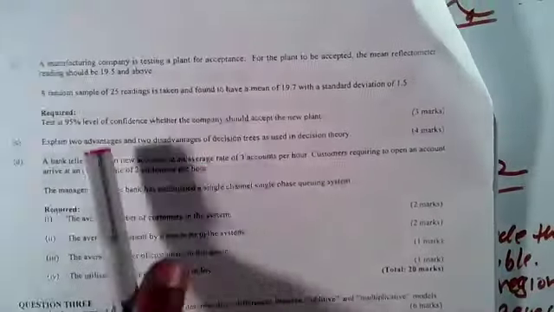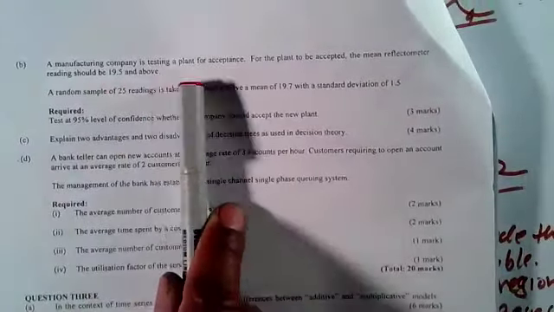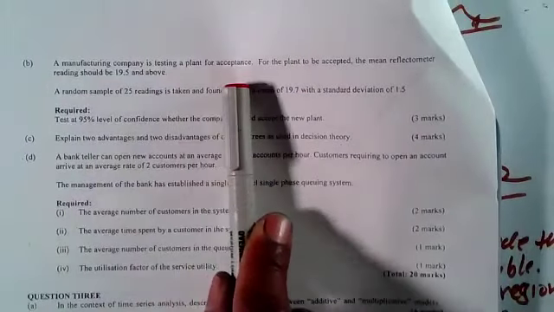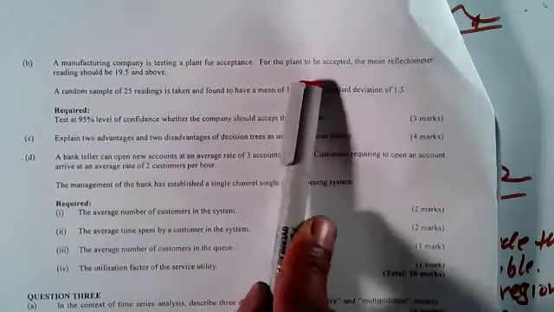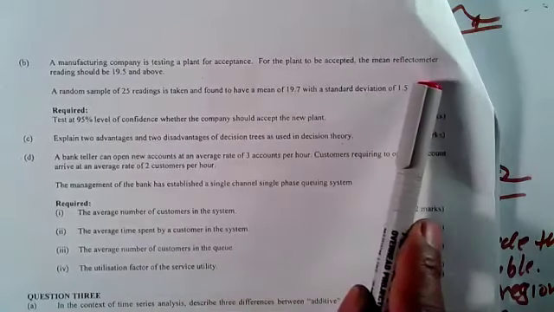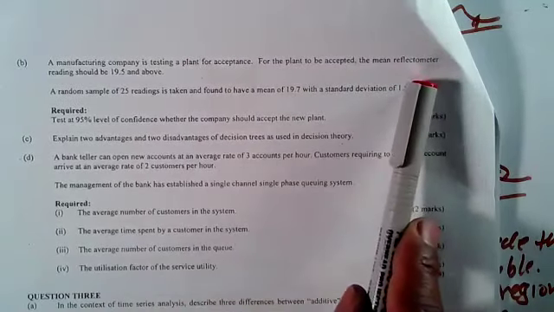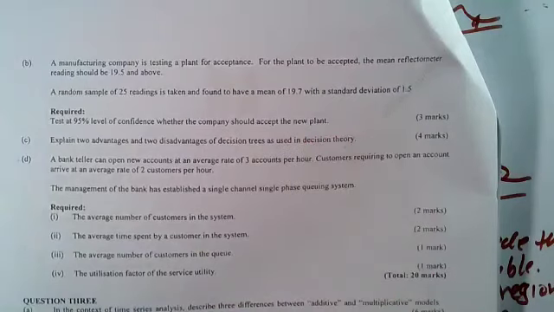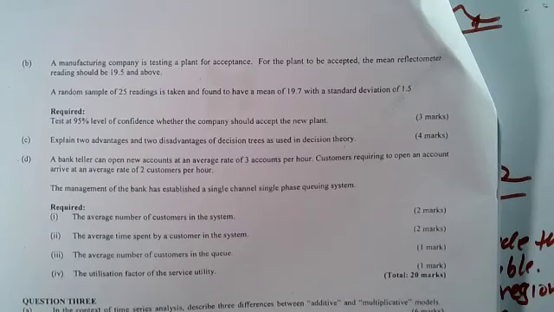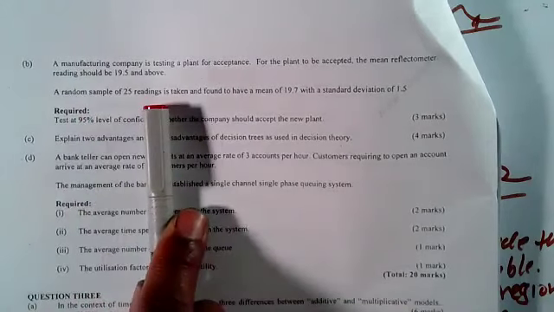You are told that a manufacturing company is testing a plant for acceptance. For the plant to be accepted, the mean refractometer reading should be 19.5 and above. You see, 19.5 and above. Kumaanisha ina test greater than. A random sample of 25 readings. Ukiona 25 readings, our N is 25. If N is 25, that means we will not use Z. Tutatumia T.